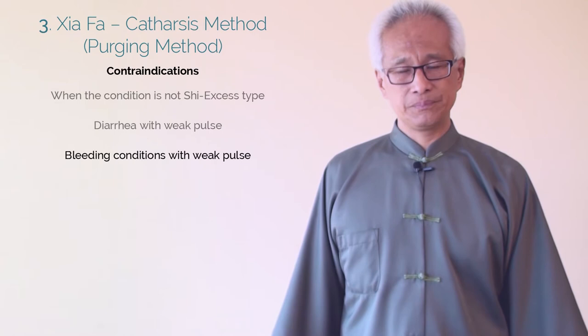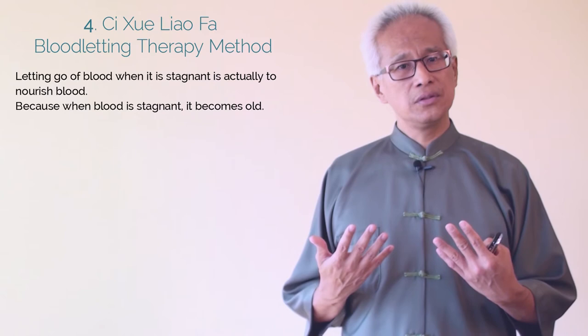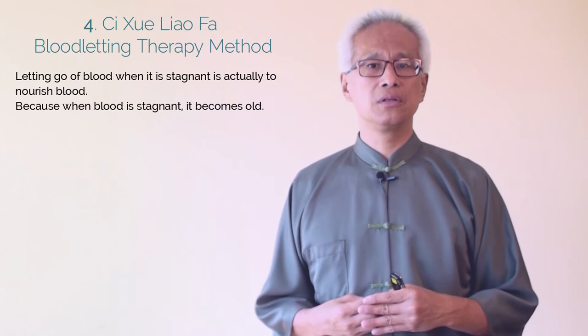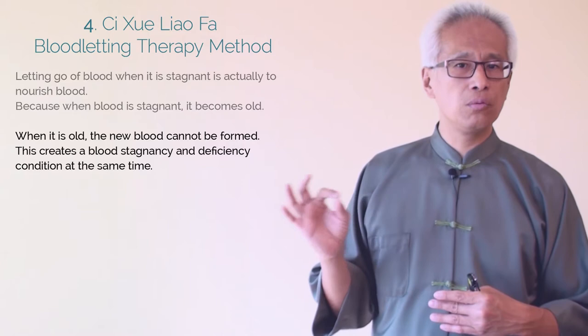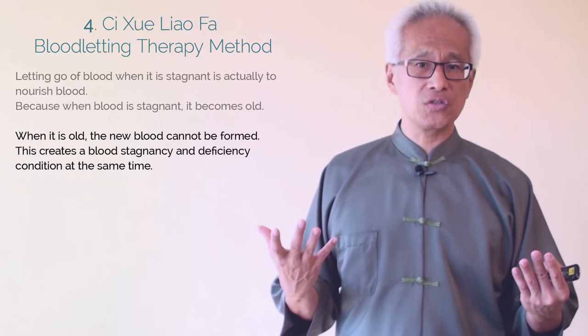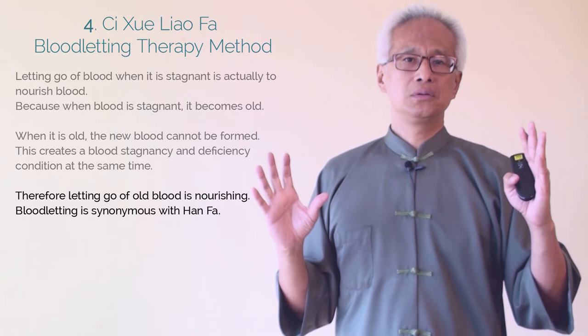Now, number four, his distinct contribution of bloodletting therapy. He says that letting go of blood, when it's stagnant, is actually nourishing blood. So therefore, he's saying use this when there's blood stagnancy. Because when the blood is stagnant, it becomes old. When it is old, the new blood cannot be formed. This creates a blood stagnation and deficiency condition mixed together, intertangled. Therefore, letting go of old blood is a nourishing method.